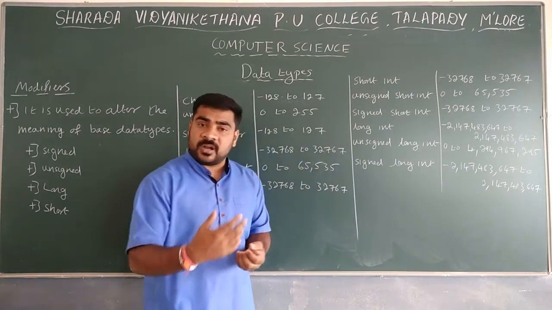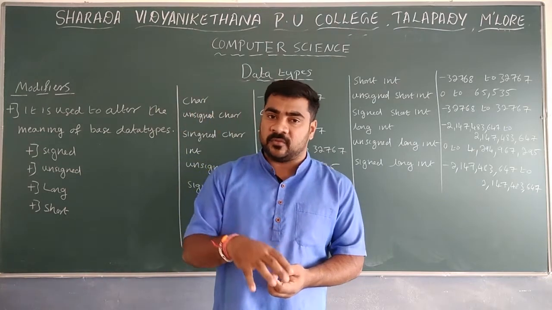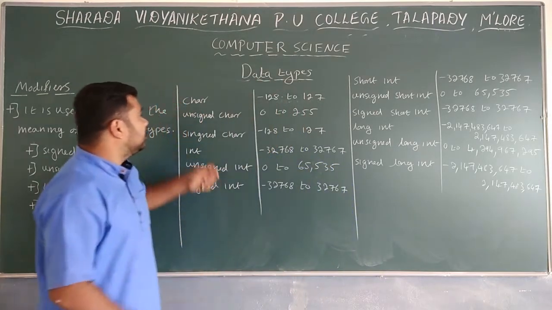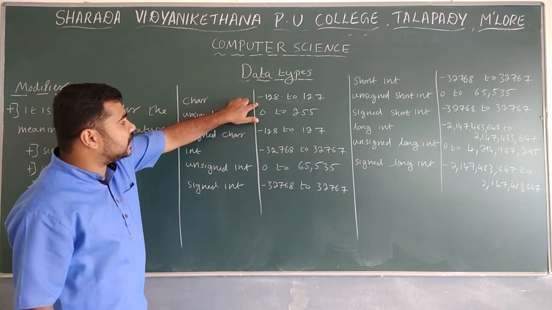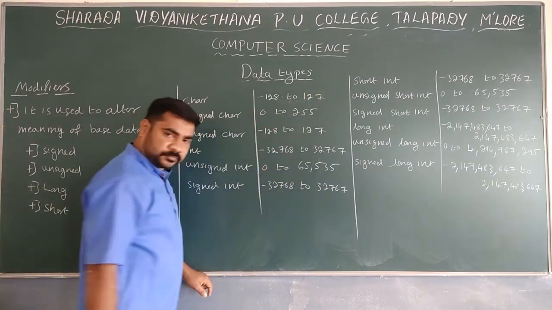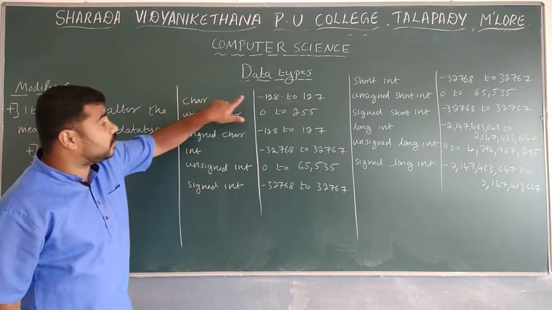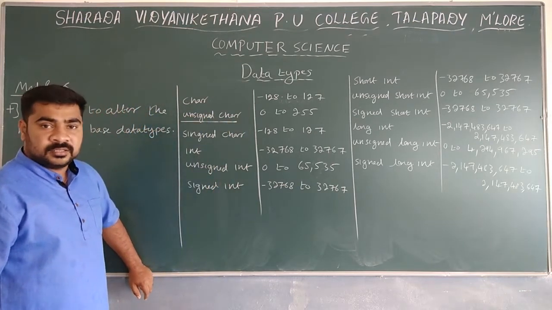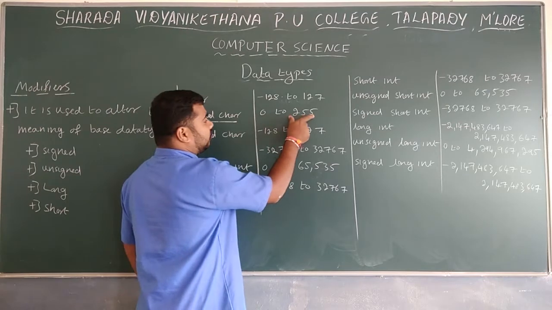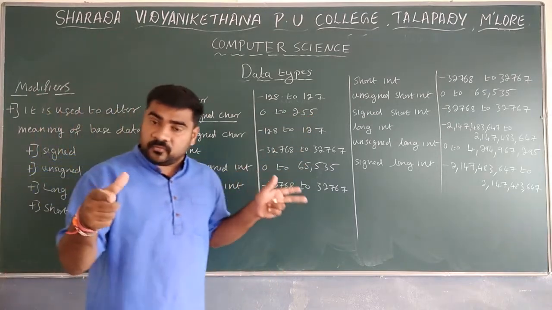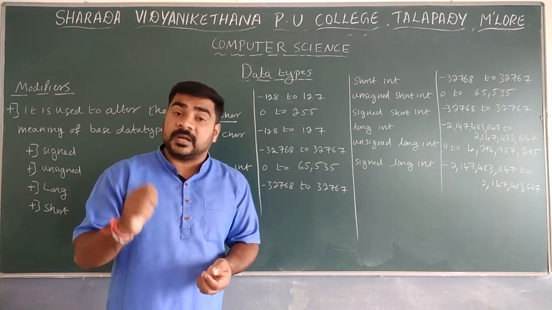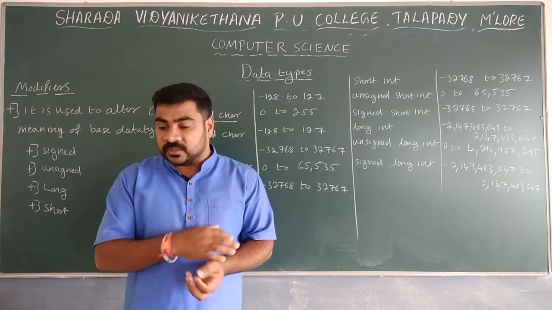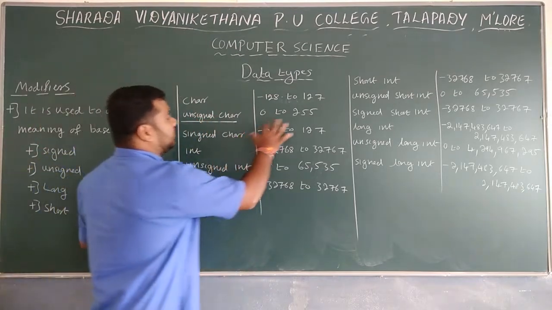If you use these modifiers along with the basic data types, what will be the changes? Here you can see the table. First is a normal character, which ranges from minus 128 to 127. We already discussed this. But if you use it along with unsigned, then the range will be from 0 to 255. The value will be the same, but the range is going to change, because unsigned means you start from 0 and increase to 255.